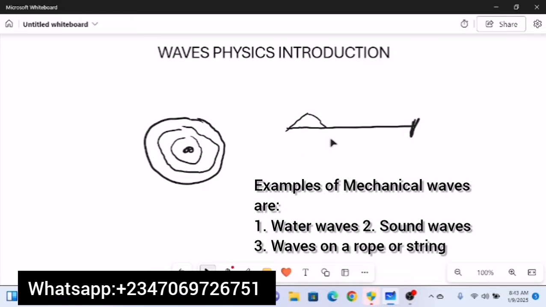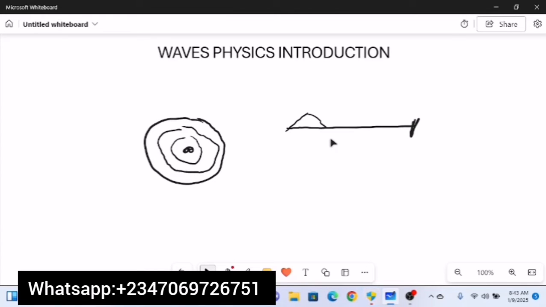So examples of such waves are, like I said, water waves, sound waves, and waves on a rope or string. Take for instance your trumpet. You need to blow your trumpet before it can produce a sound. So take for example also your speakers. When you speak through your amplifier or through your mic, the speaker amplifies your voice. So these are good examples of mechanical waves.